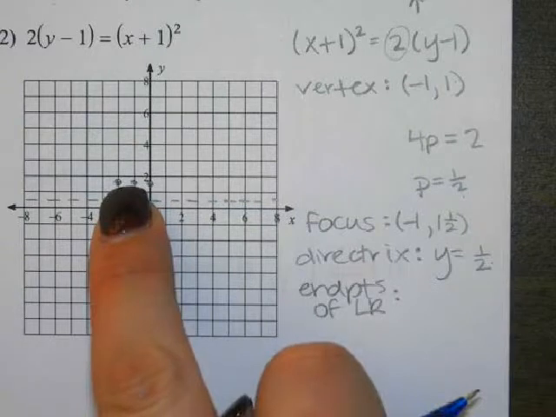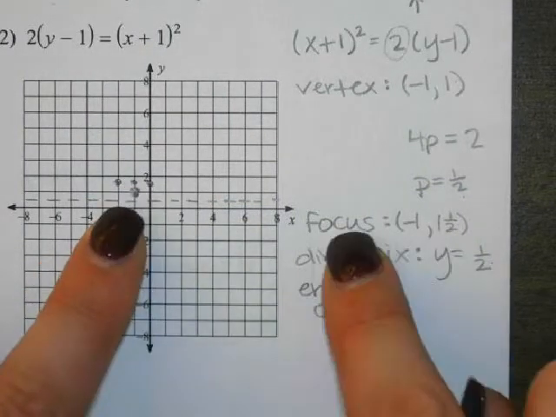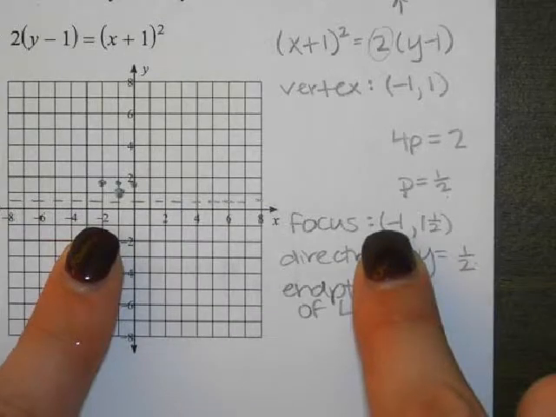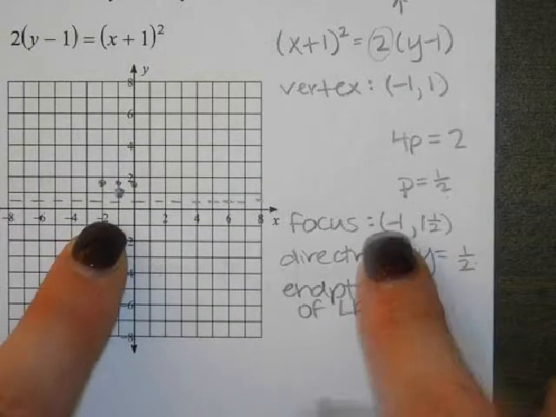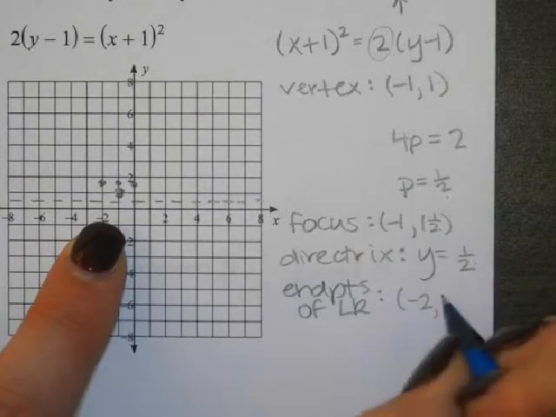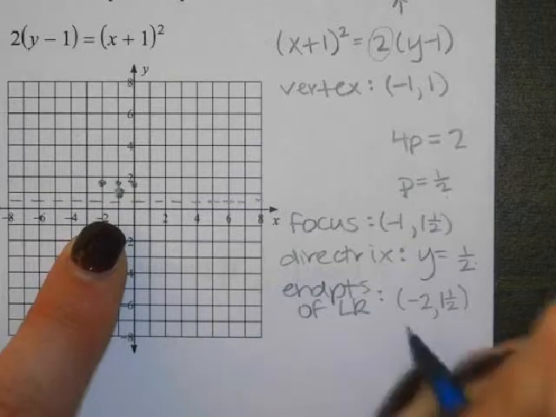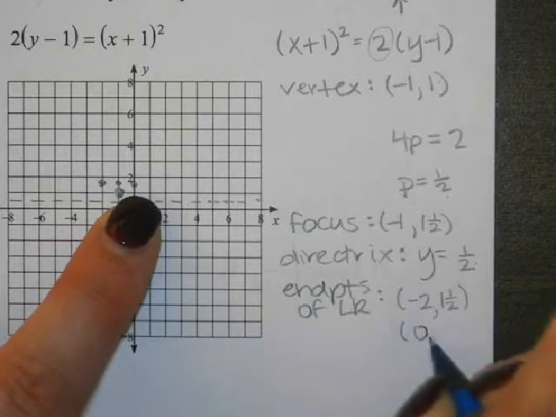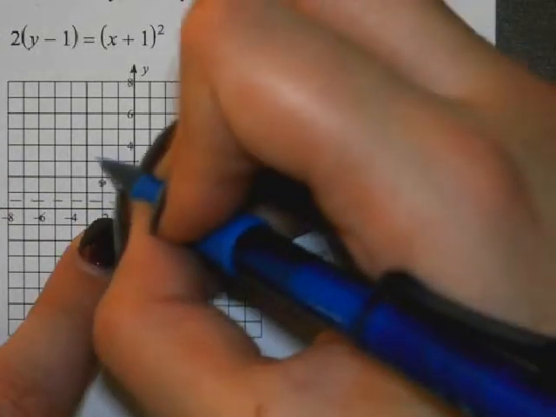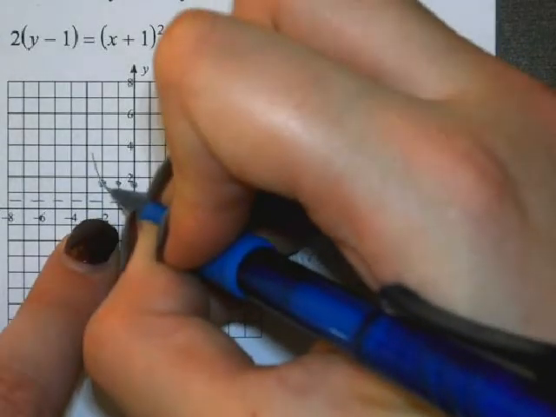So these moved over from the focus. So I'm going to look at the focus, and they moved left and right a length of 1. So the endpoints of the latus rectum, if I went left 1, that's -2, 1 and 1/2. If I went right 1, that's 0, 1 and 1/2. And now that I have 3 points, that's enough to draw a parabola.